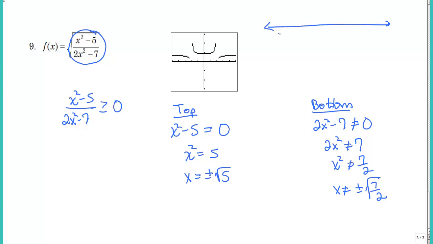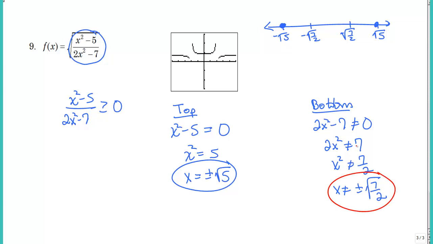Let's see. I'm going to put all those numbers on a number line. So I have -square root of 5, -square root of 7/2, positive square root of 7/2, and positive square root of 5. It can equal those numbers. It cannot equal those numbers. So I've got open circles. So how many regions do I have to test? 1, 2, 3, 4, 5 regions.